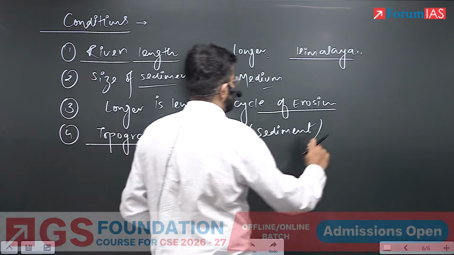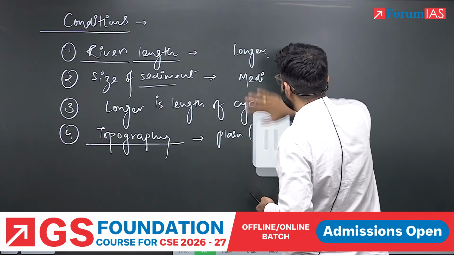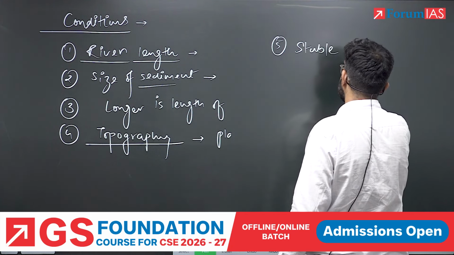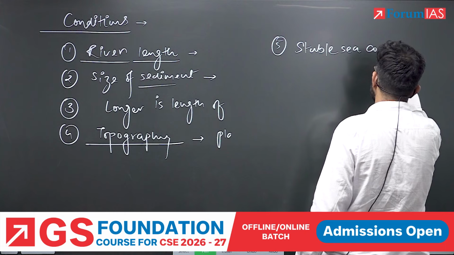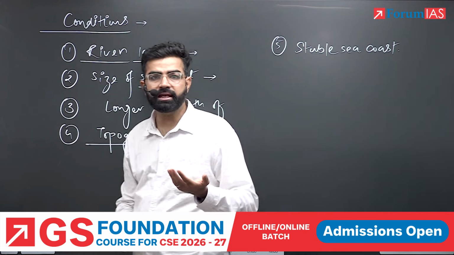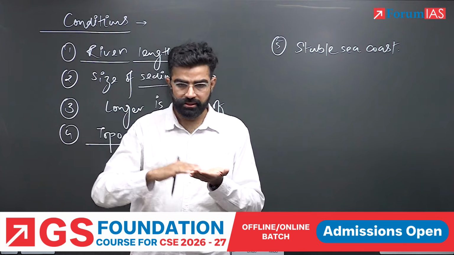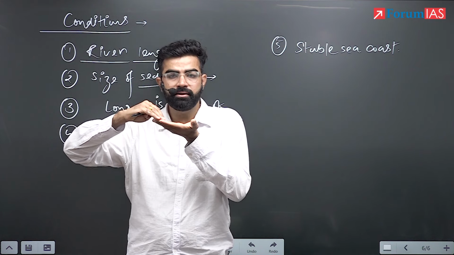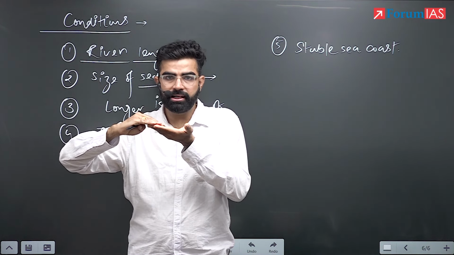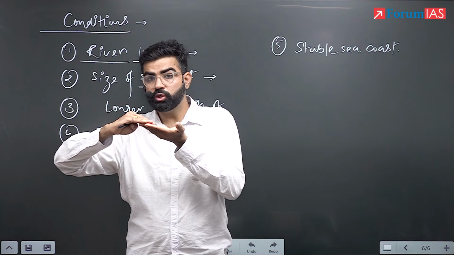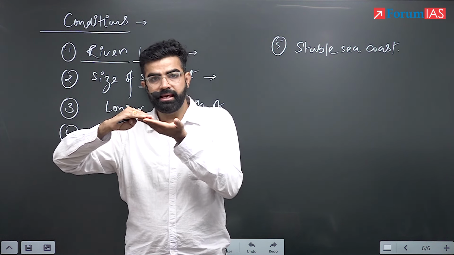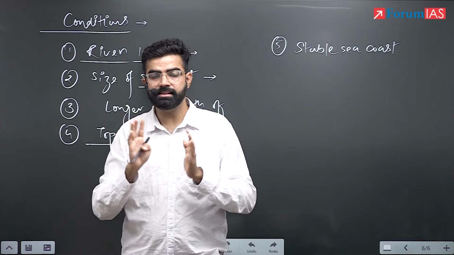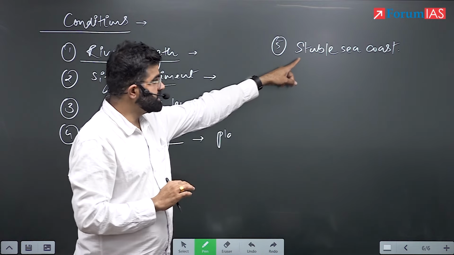Fifth condition is, we need a stable sea coast. What is the meaning of a stable sea coast? It means it should not be tectonically active. What will happen otherwise? For example, the river is bringing some sediments, and these sediments are getting deposited here, and the delta formation has started. Now, because of tectonic activity, what could happen? This area may be disrupted, may be disturbed, and therefore the delta formation will be completely disrupted or affected. Therefore, we need a stable sea coast.